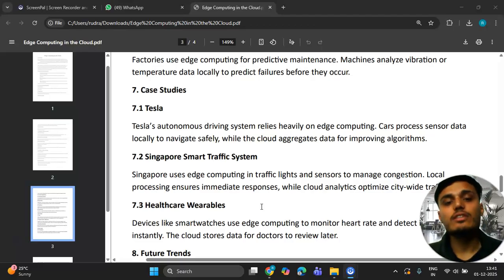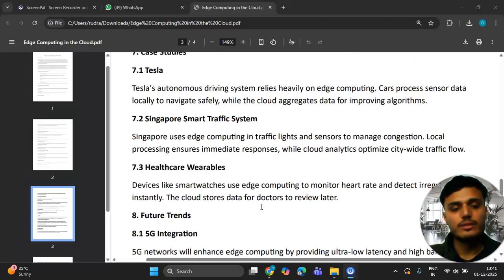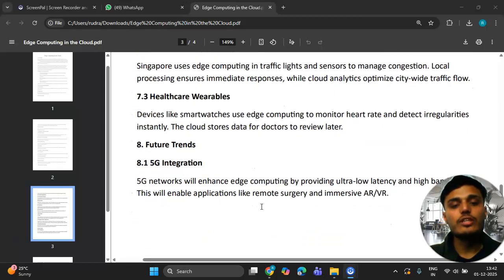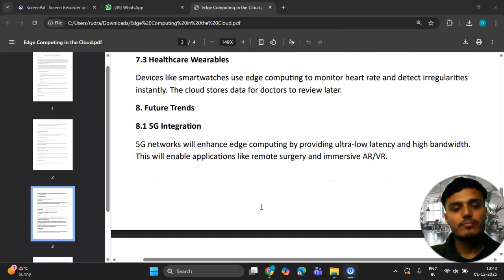Tesla's autonomous driving system relies heavily on edge computing. The car processes sensor data locally to navigate safely, while the cloud aggregates data for improving algorithms. Next is healthcare wearables. Devices like smartphones use edge computing to monitor heart rate and detect irregularities, while the cloud stores data for doctors to review.